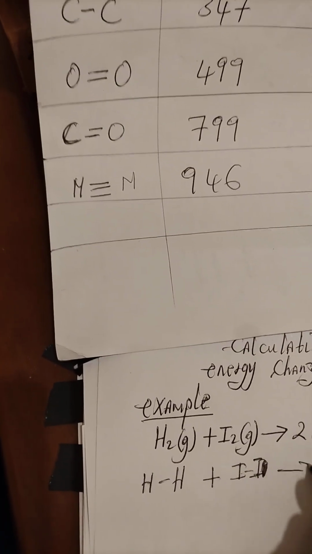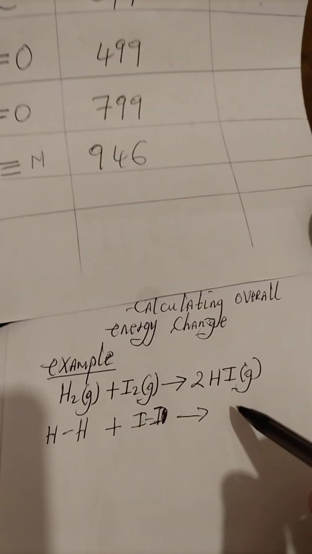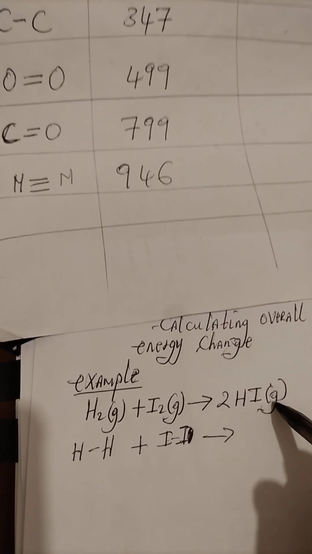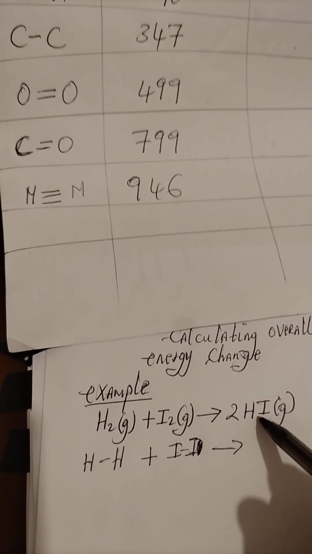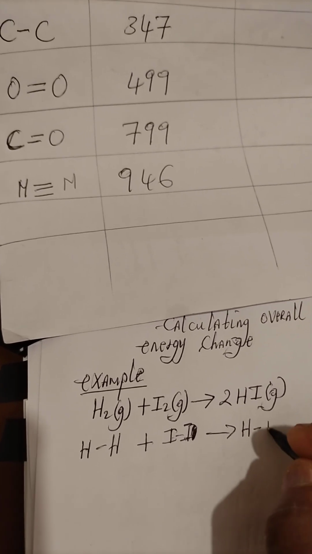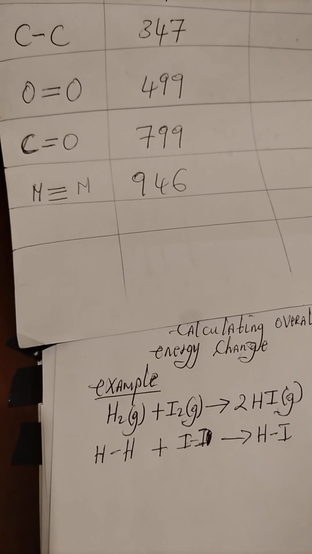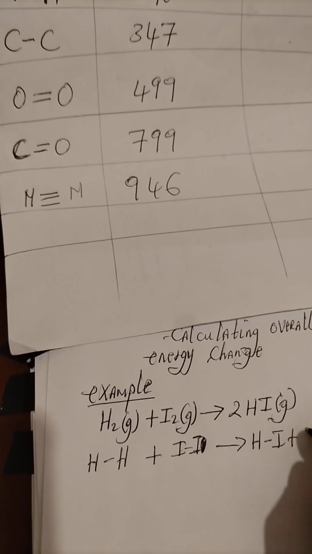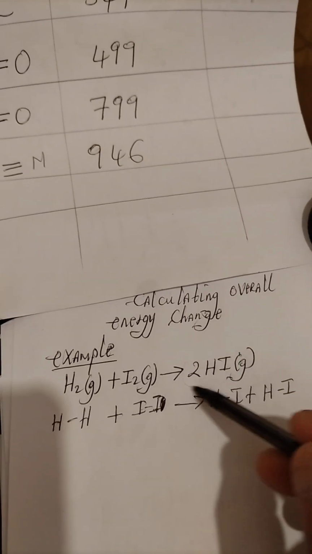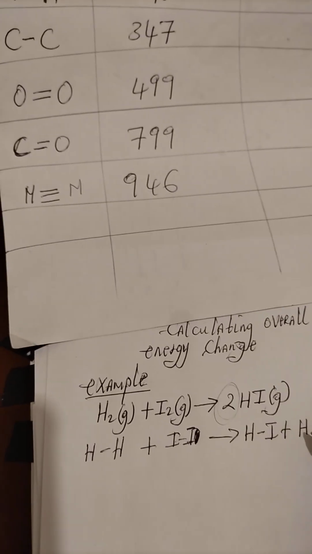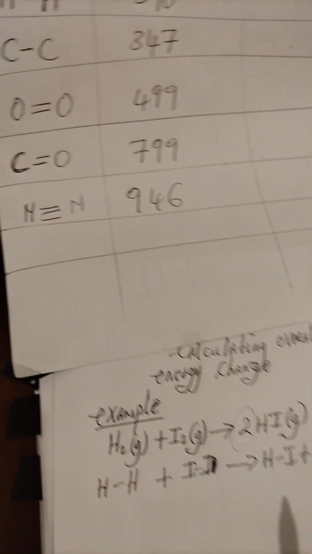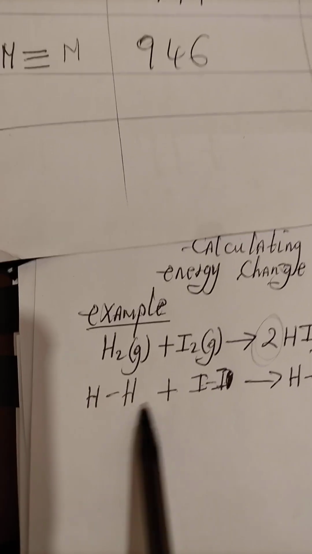And if we expand the arrow here, you will see on the other side that there's actually a bond between hydrogen and iodine, but there are two bonds. So you have an H-I bond, plus another H-I bond. In actual fact, that's what that 2 simply means. It means that you have 2 times the bonds of HI.